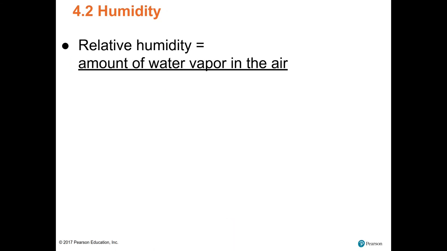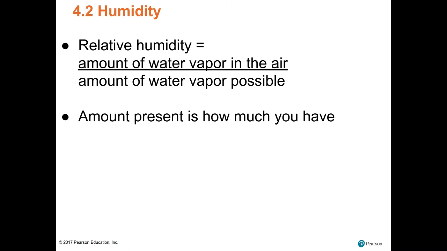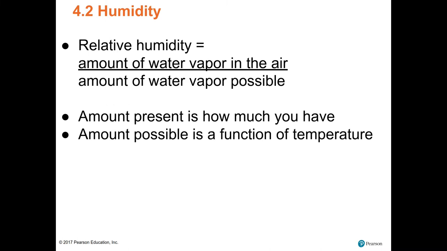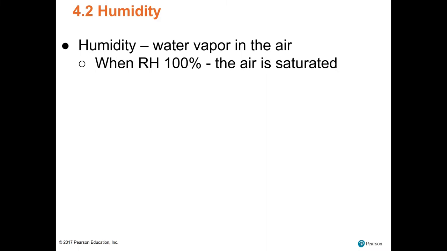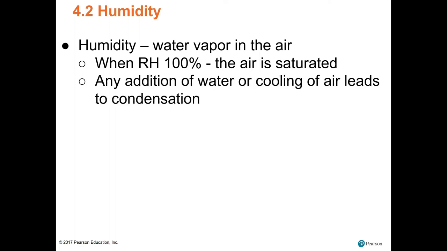So relative humidity is how much water vapor is present compared to how much you can have. How much you can have, you just look it up on the chart based on the temperature. The maximum charts tell you, well, if it's this temperature, this is how much you can have. But relative is how much do you have compared to how much you could have. Amount present, how much you have. Amount possible is just a function of temperature. If the relative humidity is 100%, we say the air is saturated. There's no more energy to evaporate water. Any addition of water or cooling of the air means that some of that water will condense.